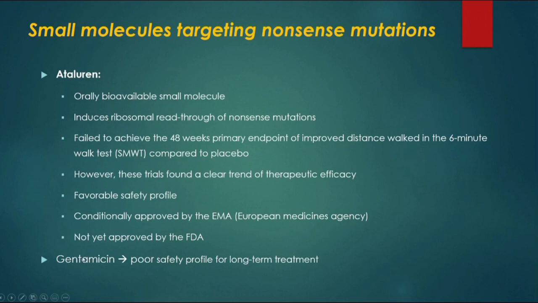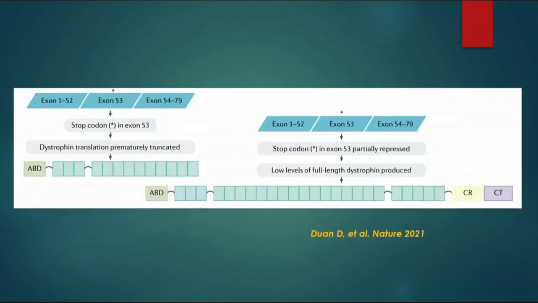Gentamicin is another one which reads through the nonsense mutation, but we know that it will have a poor safety profile for long-term treatment, so it cannot be used. So this is just showing the reading through the nonsense mutation leading to dystrophin production.